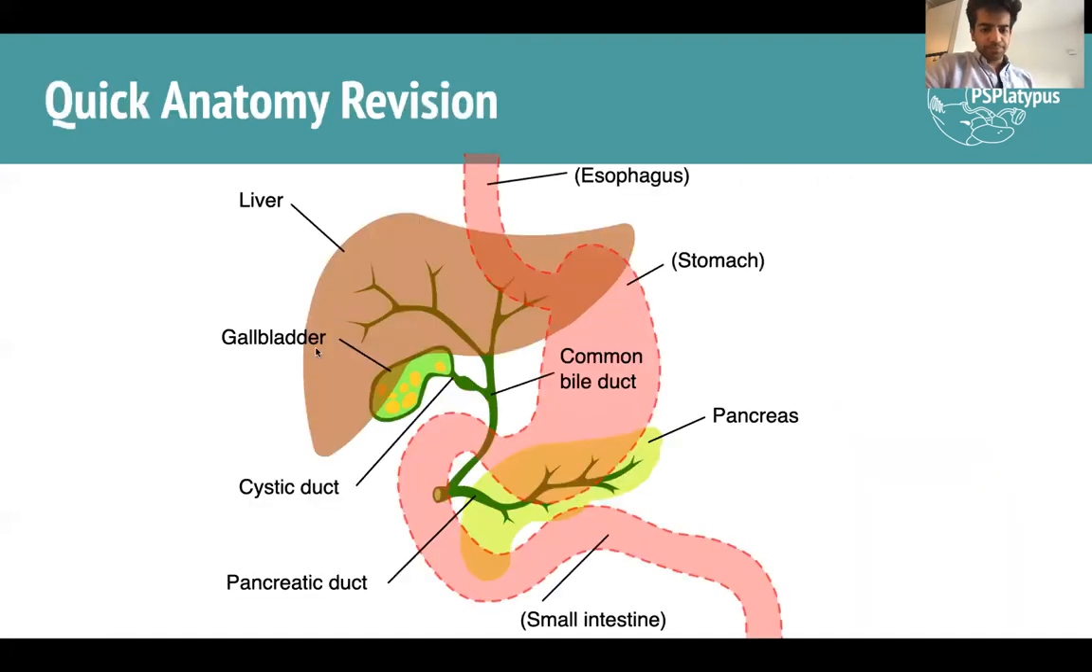Okay, quick anatomy revision. You've got the liver, big liver here in the right upper quadrant. Sitting underneath that is the gallbladder, where the bile collects, with the common bile duct emptying into the second part of the duodenum at the ampulla of Vater. So that's where it enters into the small intestine. So as you can imagine, bilirubin, actually we'll come back to that later.